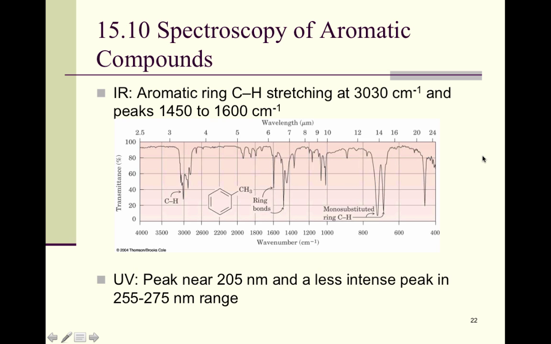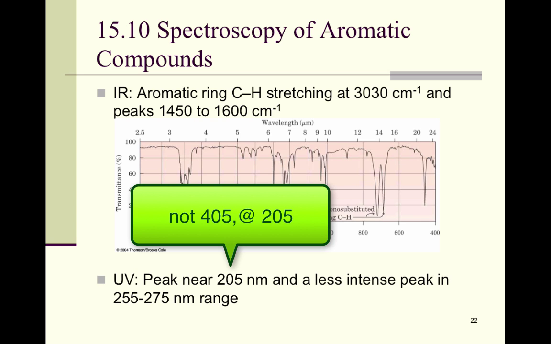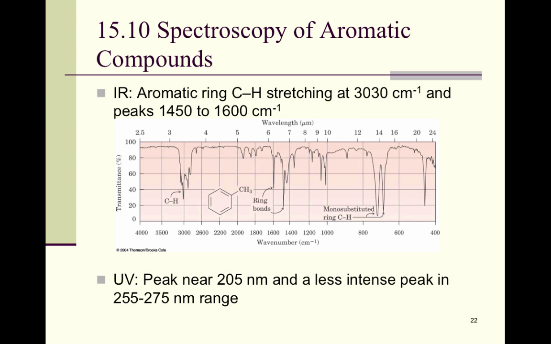Spectroscopy of aromatic compounds. In IR, the aromatic ring carbon-hydrogen stretching, we have a peak at about 3030, and there's additional peaks at 1450 and 1600. If you have a monosubstituted ring, you'll also see some peaks over here at about 700. Because benzene is a conjugated system, we do get a UV peak near 205 nanometers and a less intense peak at about 255 to 275 range.